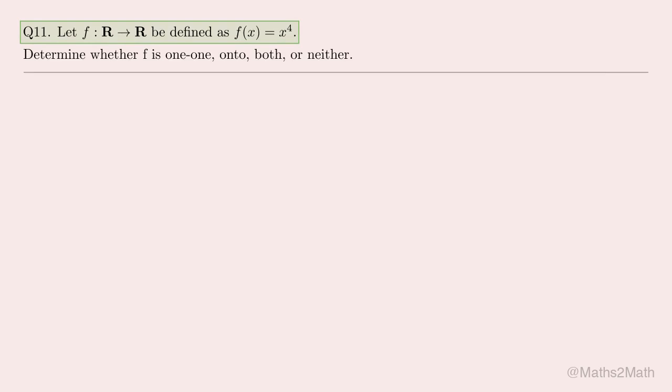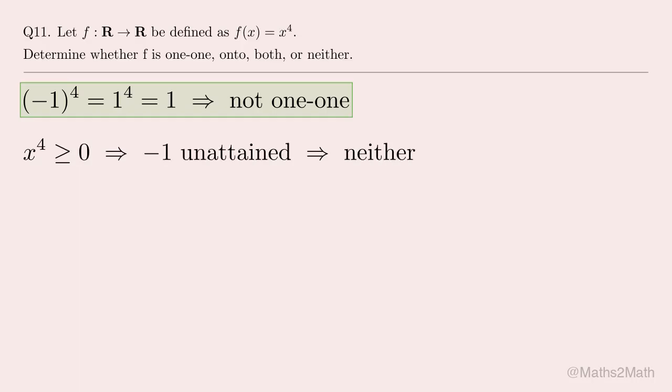Question 11. The fourth power on the reals. Is it one-to-one, onto, both or neither? An even power forgets signs. Minus 1 and 1 both map to 1, not one-to-one. And a fourth power is never negative, so minus 1 in the codomain is never attained. Not onto. So f is neither one-to-one nor onto.